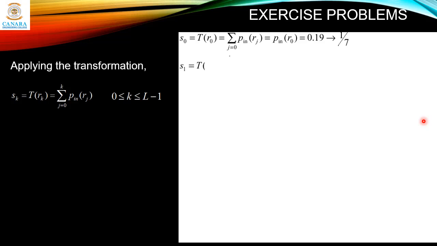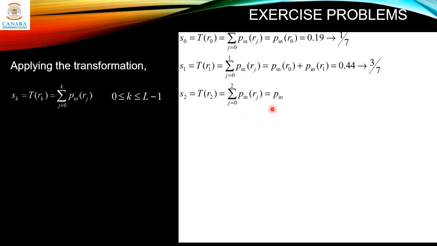Next, s1 can be calculated like this: T of r1, which is equal to the summation of pin of rj. It's a CDF function, if you recall. So pin of r0 plus pin of r1. You add pin of r0 plus pin of r1, you get 0.44, which is somewhere near the 3 by 7 level. So we'll approximate it to the 3 by 7 level. Okay, you just calculate the 3 by 7 value. It falls somewhere near 0.44. Okay. Next, s2 is T of r2, which is the summation of pin of rj.